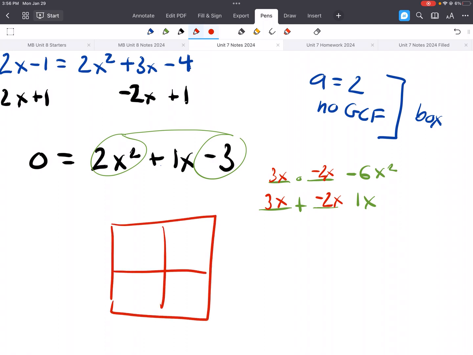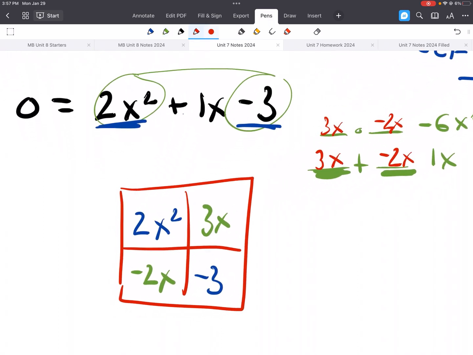It's probably been a while since you've done this. Again, the first term is your first. The last term is your last. And then the puzzle is the other 2. Sorry, I should probably do the 3x and then the negative 2x. There we go. Okay, so then we just say, what's the greatest common factor for each row and column? So we could take out an x, we could take out a negative 1. So again, if the first box is a negative, that's part of the greatest common factor. First column would be 2 and x, and then the last column would be a 3.